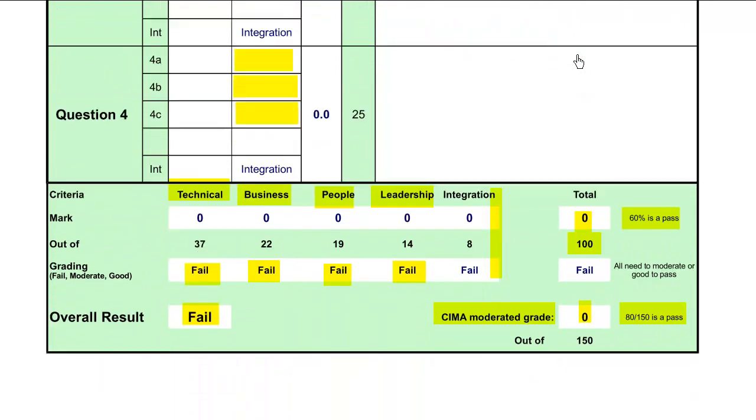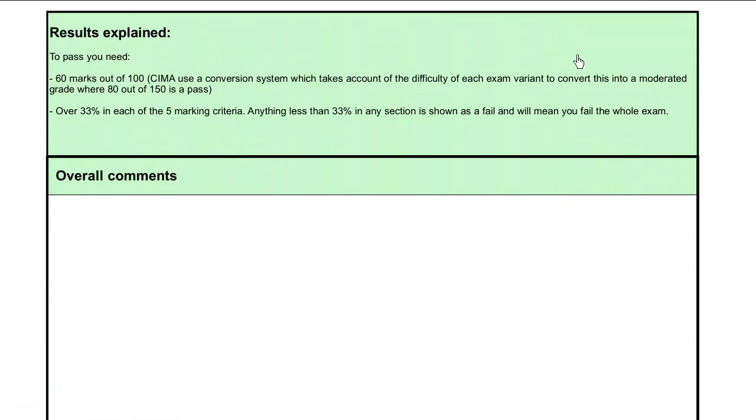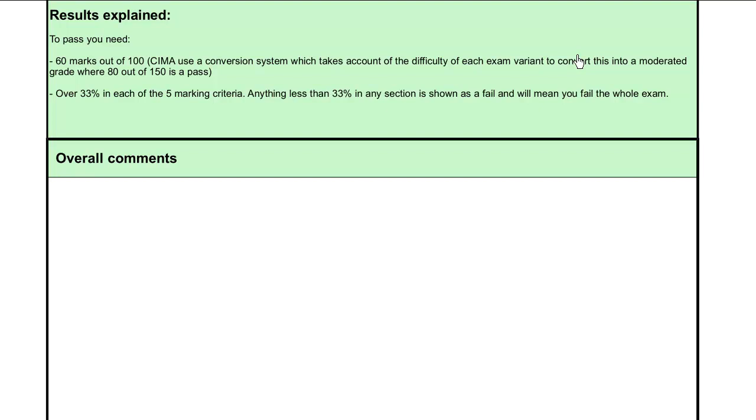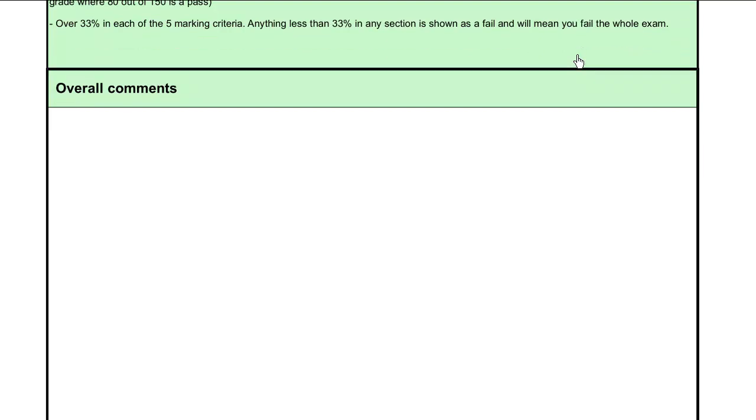So as well as each question having feedback, we actually have a section at the end with overall comments. Again, there'll be lots of detailed feedback for you in there on what you need to do better. But there are some other lessons. We don't just stop there.